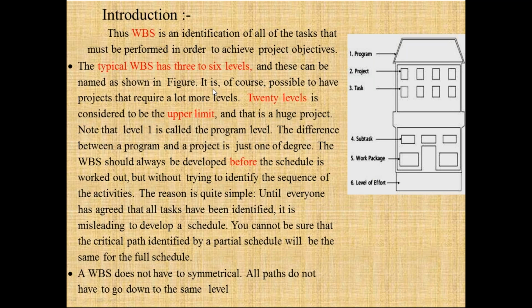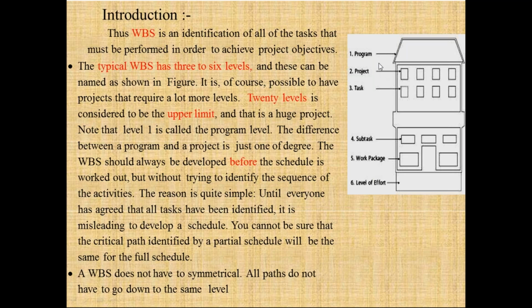Of course, it is possible to have a project with a lot more levels than this. Twenty levels is considered to be the upper limit, and that is for a huge project. Note that level one is called the program level. The difference between the program level and the project level is just of one degree.